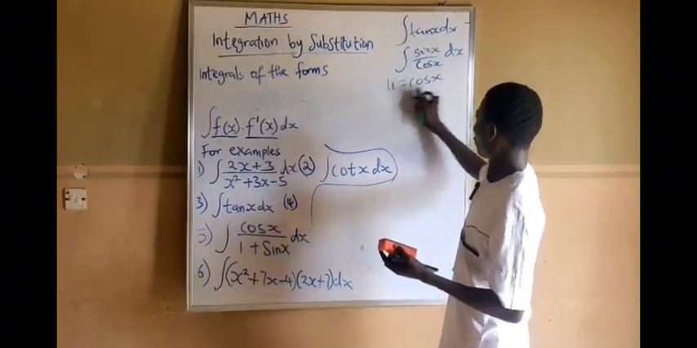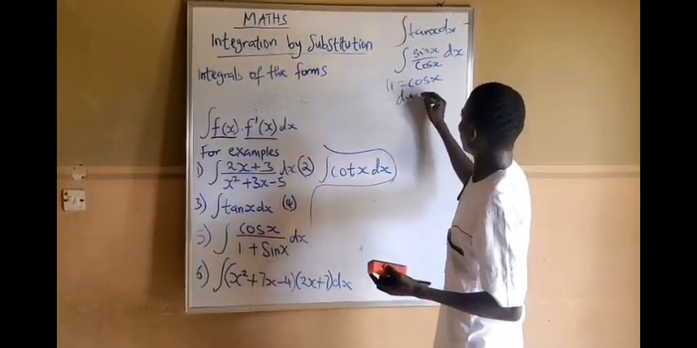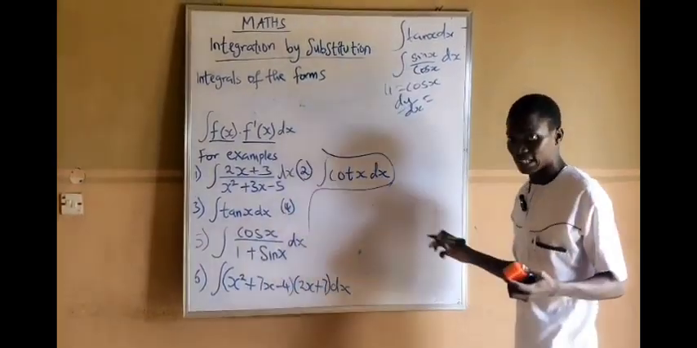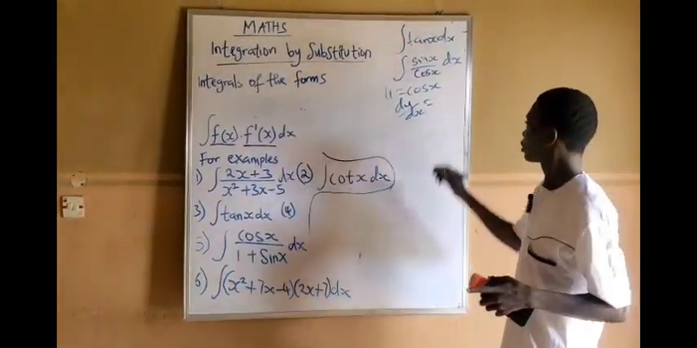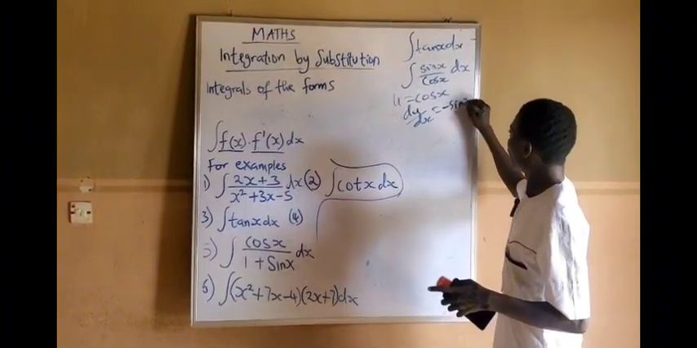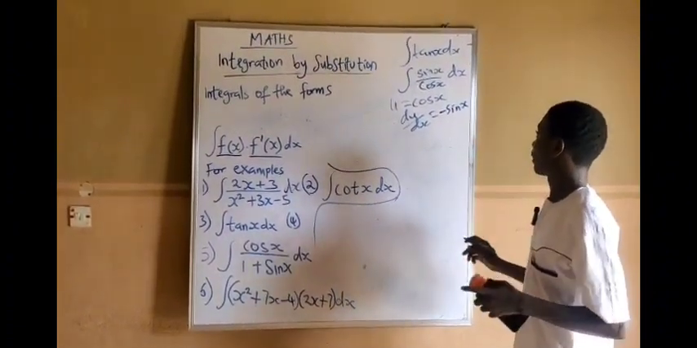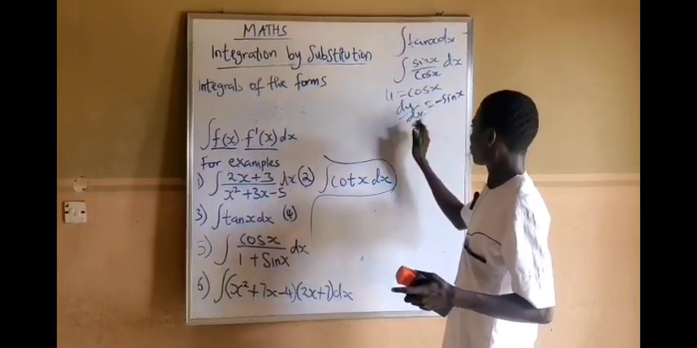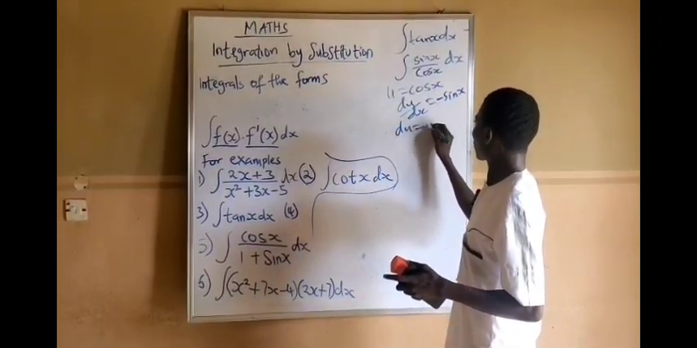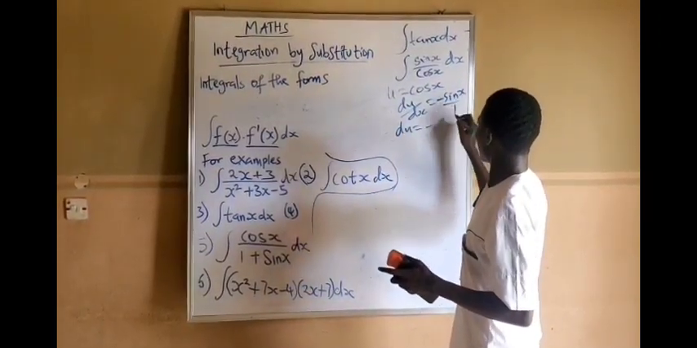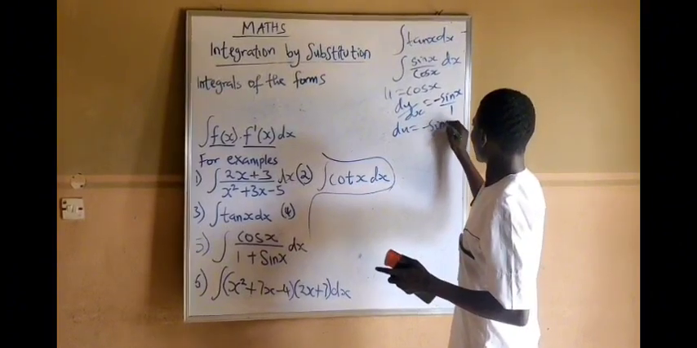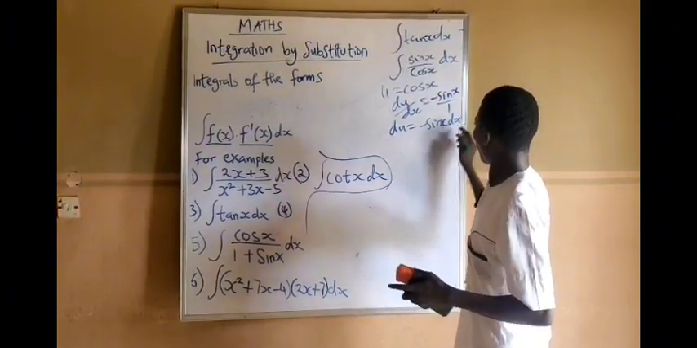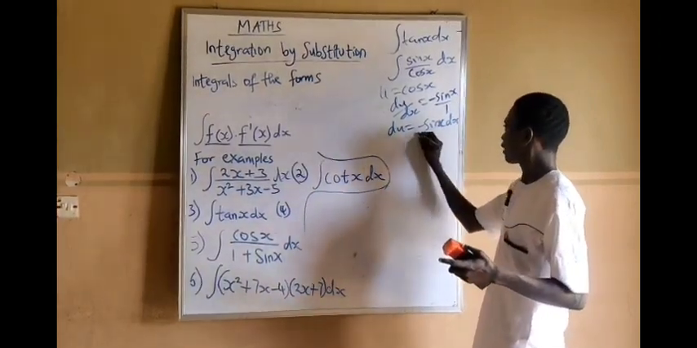So if you differentiate u with respect to x, it will give you du dx equals to, if you differentiate cos x, listen, it will give you minus sine x. So if you want to make dx subject to the formula, du over 1 equals to minus sine x dx. So if you make dx the subject of the formula, you divide by the coefficient.